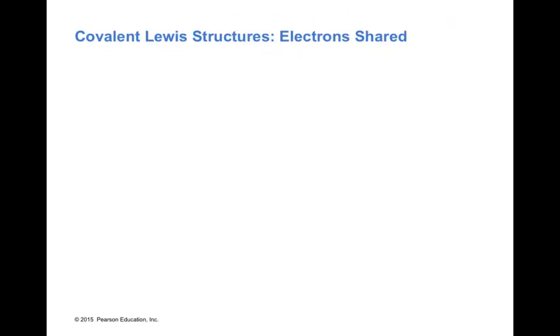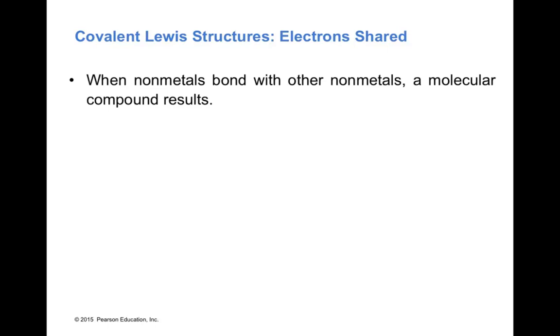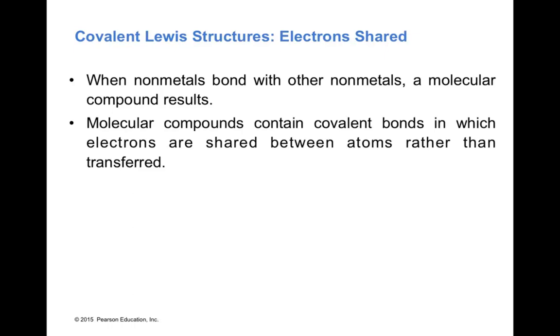So let's talk now about the covalent Lewis structure. In these, the electrons are shared. In the ionic Lewis structures, the electrons are transferred. Here we share electrons. What are the covalent Lewis structures? You're going to see this mostly when you are doing compounds between two nonmetals. Between two nonmetals, you're always going to have a covalent bond. So when nonmetals bond with other nonmetals, a molecular compound results.